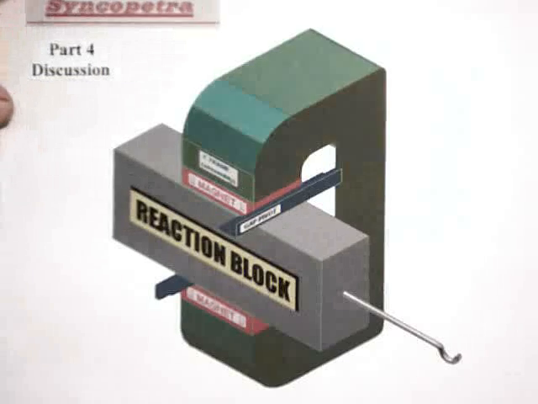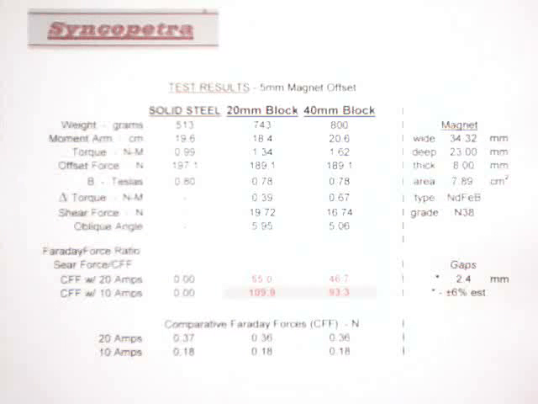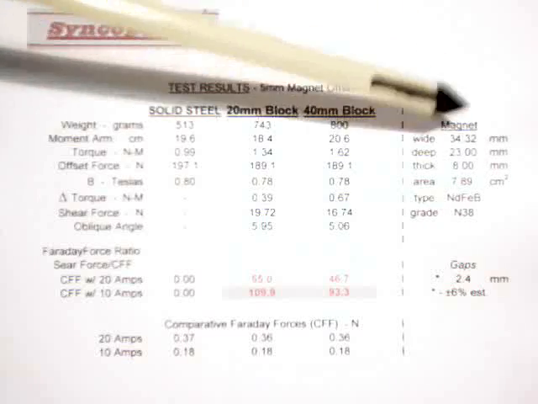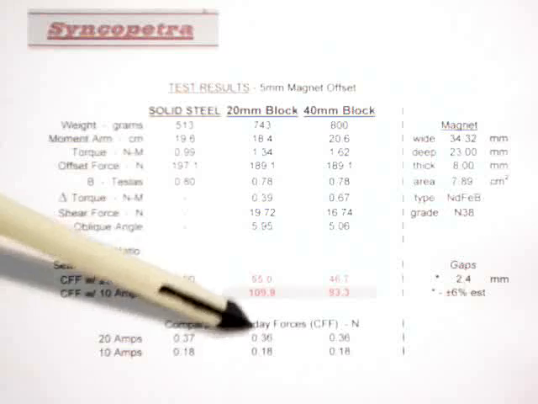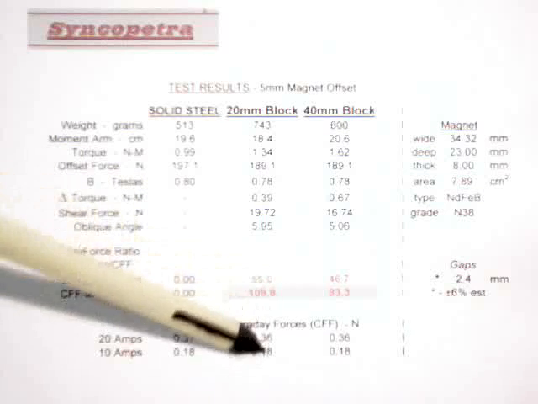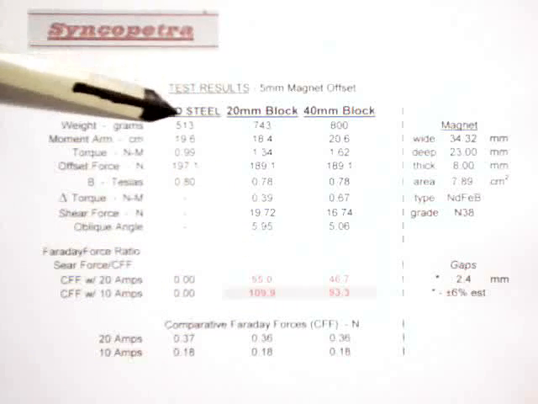Let's discuss the data. First, we have some raw data. We have the magnet specifications, the gap specifications. We have the data of what we'd expect from a typical Faraday motor of the same size, and we have the raw steel data.